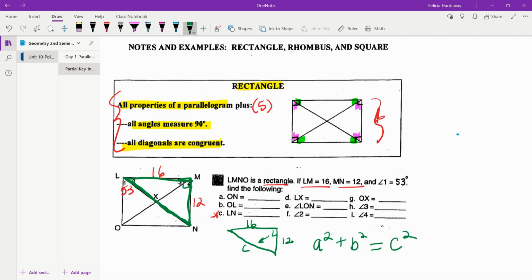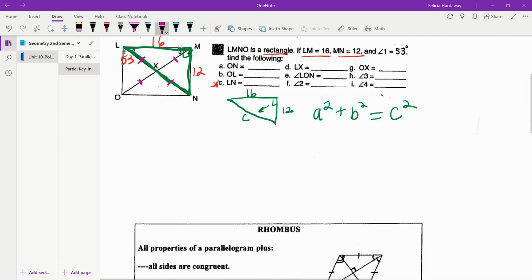The color coding that I did above and the Pythagorean theorem are your hints to find missing sides or parts of the sides. Now, once I have the whole diagonal, I remember that one of the properties of a parallelogram says the diagonals bisect each other. So each of these little pieces are going to be the same too. That helps you with the problem solving there.